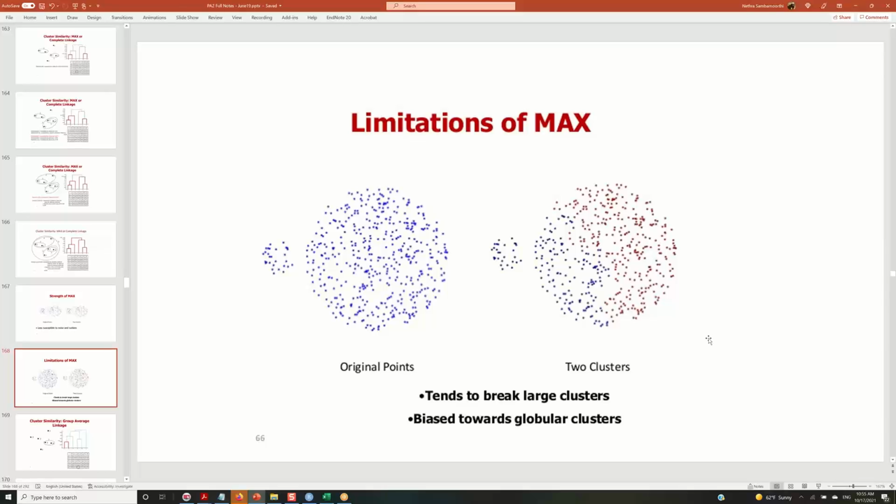Limitations of maximum is that it tends to break large clusters. So if you have these 2 different clusters, these things will become one massive cluster because these are all closer to this one. So bias towards globular clusters. So globular means bigger ones will be biased. So points will be gravitating towards the bigger clusters.